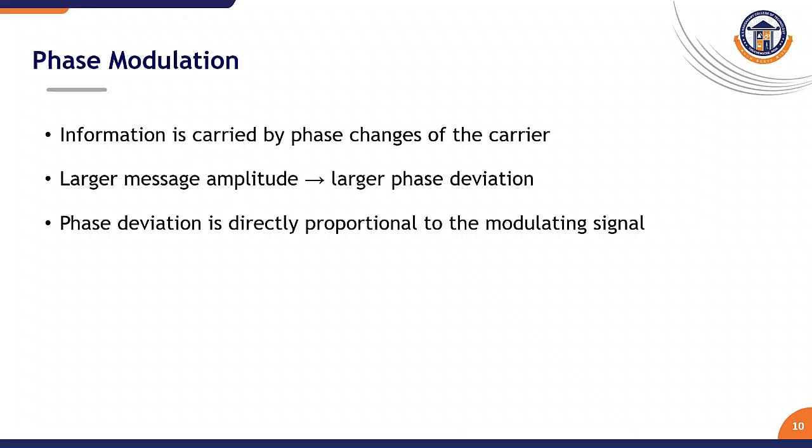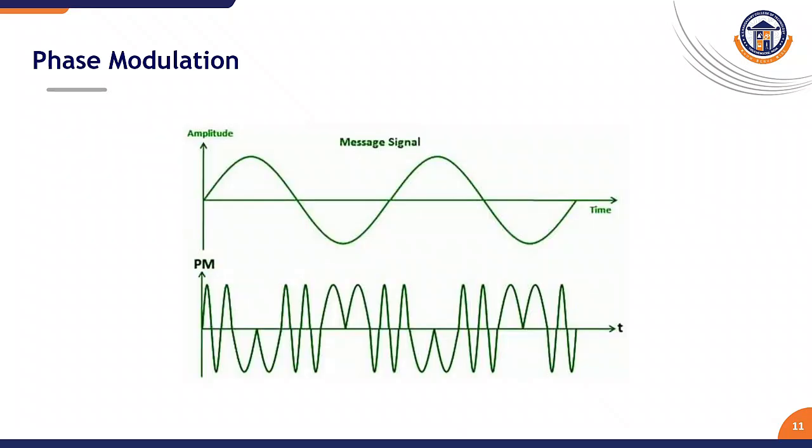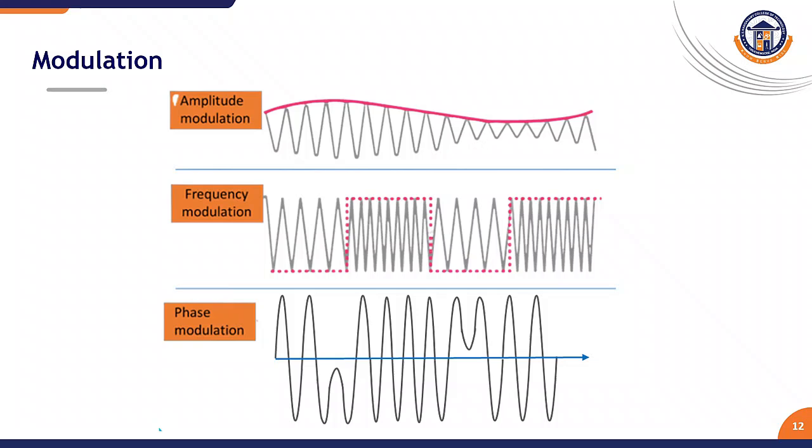So far we have seen the types of modulation: amplitude, phase and frequency modulation techniques. Here is the frequency modulated waveform. Here is the phase modulated waveform, where the phase changes accordingly with respect to the message, which is the baseband signal. Here we see the amplitude modulation, frequency modulation and phase modulation techniques. The amplitude, frequency and phase change accordingly with respect to the message signal.